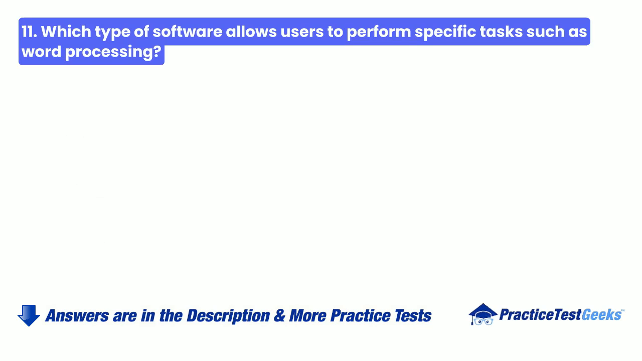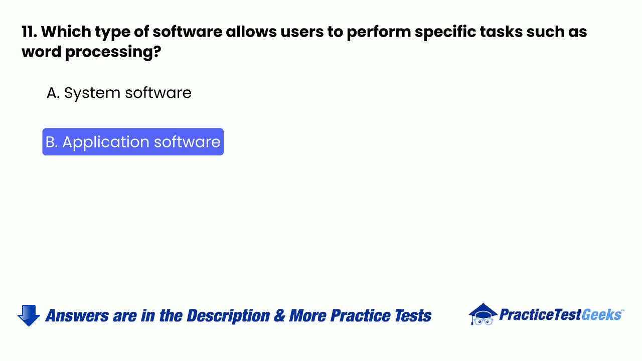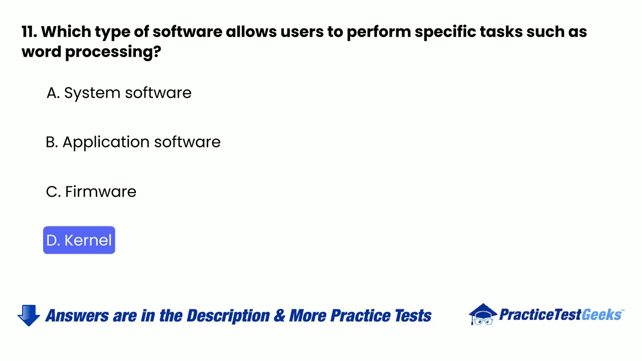11. Which type of software allows users to perform specific tasks such as word processing? A. System software. B. Application software. C. Firmware. D. Kernel.